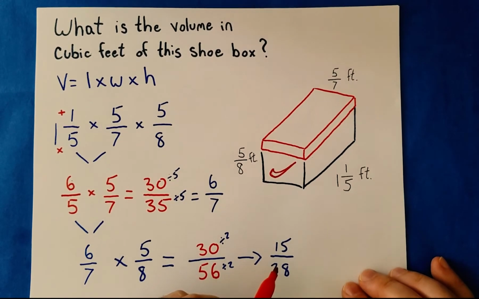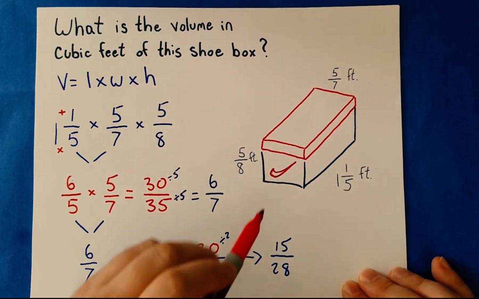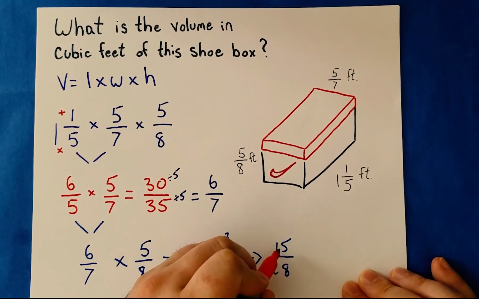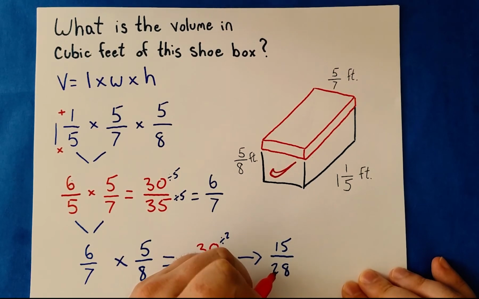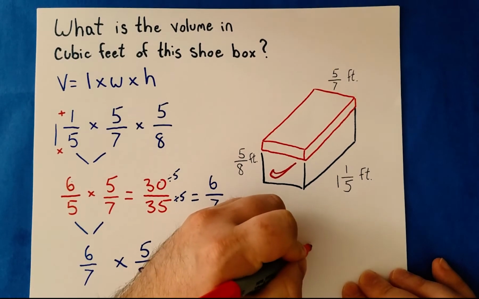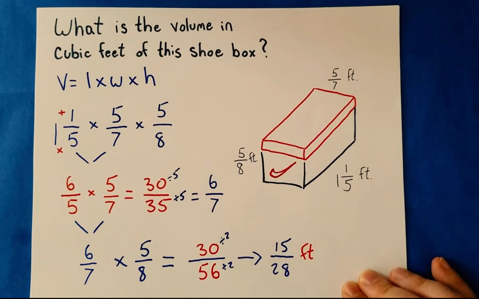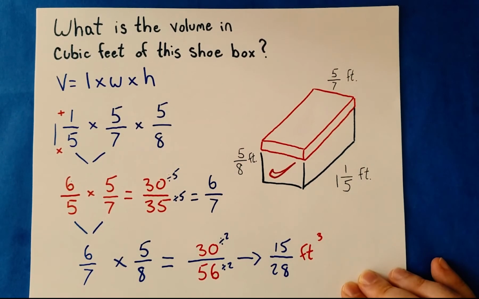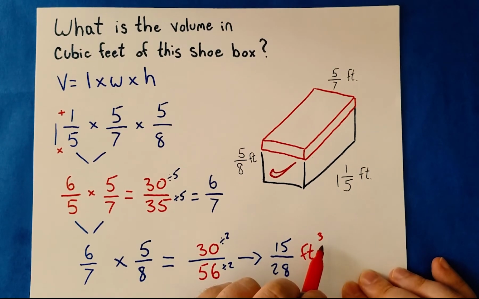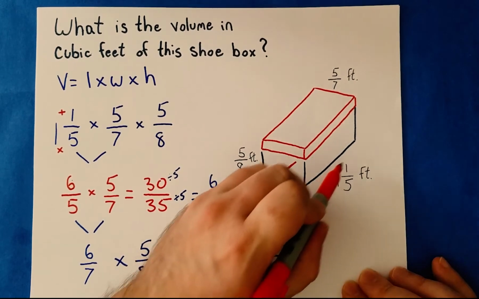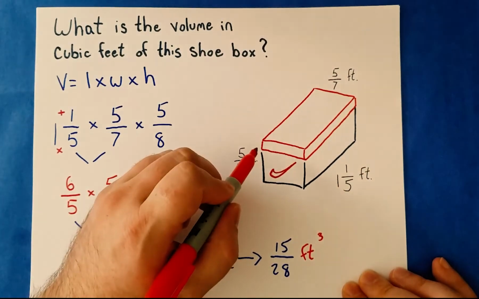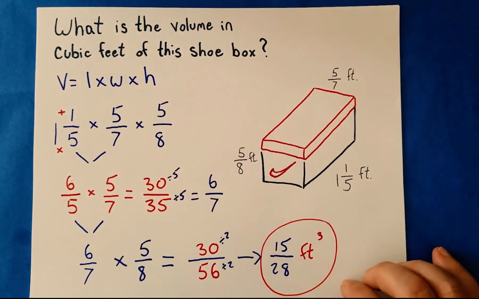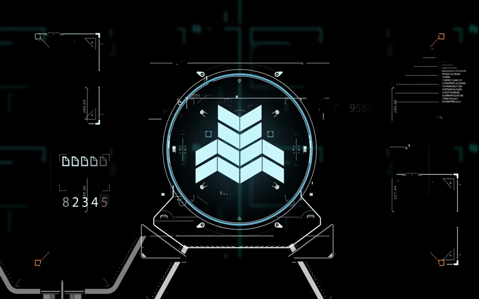So again, bringing this back to the problem itself, we wanted to know what the volume of this shoebox was. It was 15/28 feet cubed, and we represent cubed as being raised to the third power. The third power because there are 3 dimensions. There is a length, there is a width, and there is a height. Here's our answer.